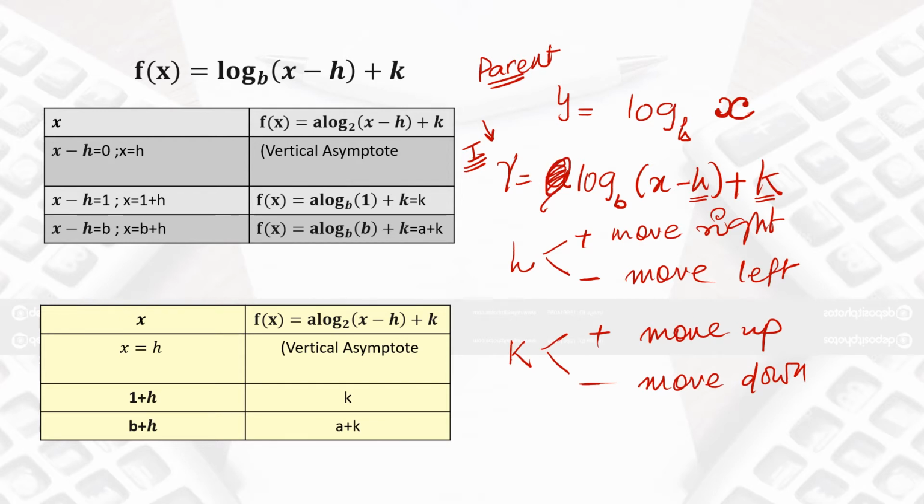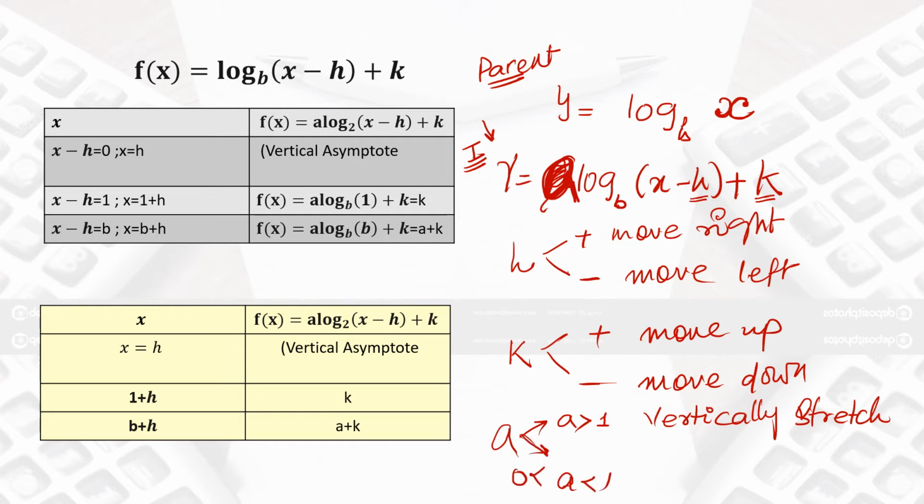Now, if I write an a before the log, what does it mean? If a is greater than 1, a could be 2, 3, 4, 5, it means you stretch the graph vertically. If a is less than 1 but greater than 0, it means you are vertically compressing the graph, making it shorter or closer to the x-axis. So these are the basic movements of the graph.